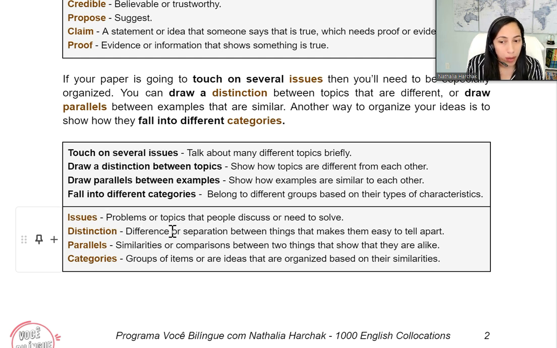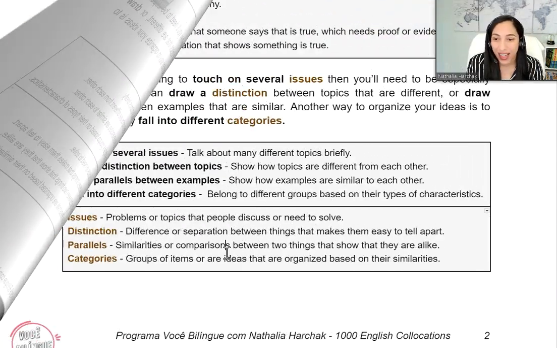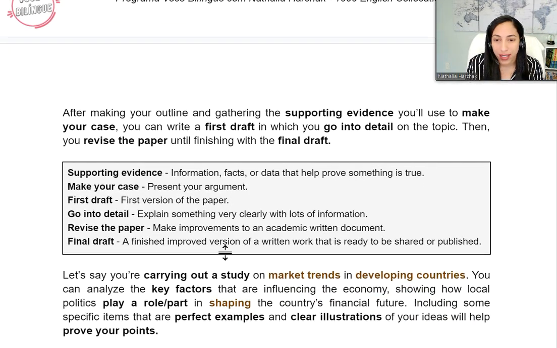So, issues. Issues means problems or topics that people discuss or need to solve. Okay? So, if you have a problem, you have an issue, basically. Distinction. Difference or separation between things that makes them easily to tell apart. Parallels, similarities, or comparisons between two things that show that they are alike. So, basically, distinction is difference and parallels, similarities. Categories, groups of items, or ideas that are organized based on their similarities.